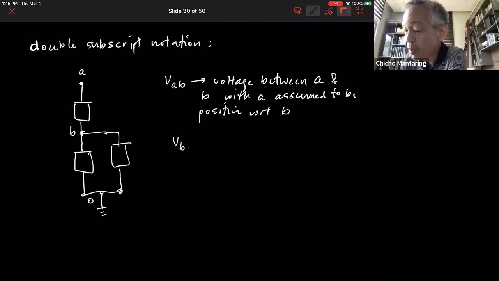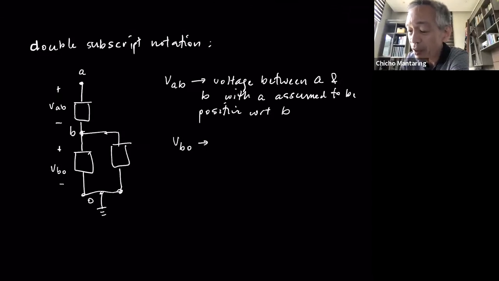So VBO, again, this is voltage between, basically ito yung VBO. Basically ito yung VAB. That's VAB. But I don't have to actually write it here. Basta sinabi ko yung VAB, alam na natin that this is what it is. If I say VBO, alam na natin that this is what it is without having to draw it there. So that is what we call double subscript notation. So this is voltage between B and O, with B positive with respect to O.